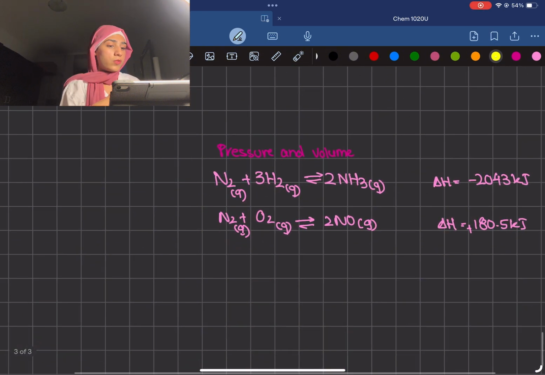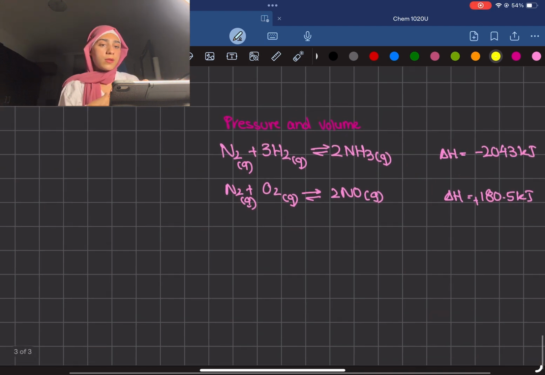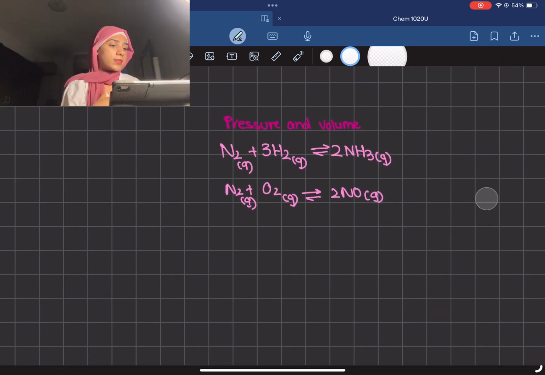Now we'll move on to pressure and volume. I don't really need delta H's here, but it doesn't really matter.